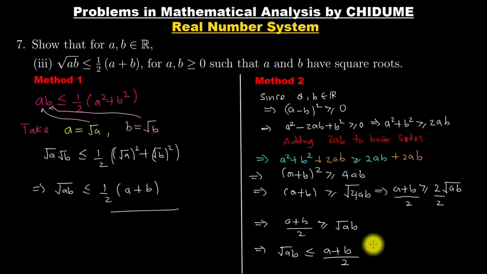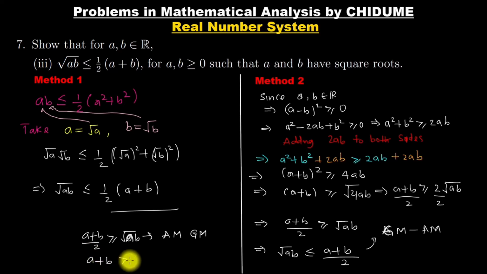So this is actually known as the AM-GM inequality. We call this the AM-GM inequality, or we can call it the GM-AM inequality. If I write it in this form, a plus b over 2 is greater or equal to the square root of ab, we call this the AM-GM inequality. Another way to write it is a plus b is always greater or equal to 2 times the square root of ab. So don't forget this.